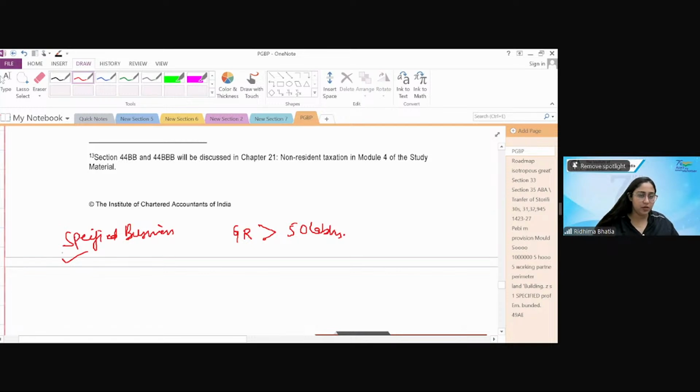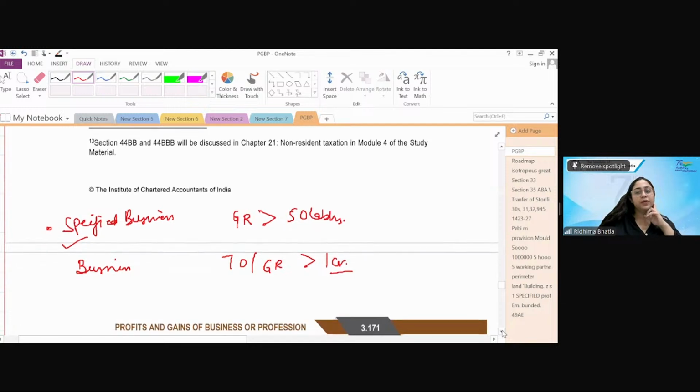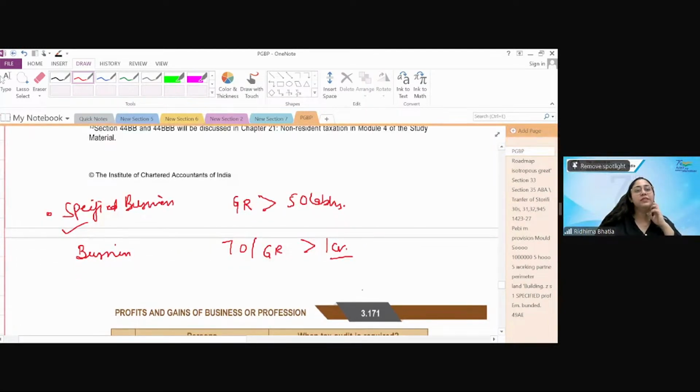Then businesses, if their turnover or gross receipt is more than 1 crore. यहाँ पे 2 crore नहीं किया, यहाँ पे already we have told them, but they have not done any difference here. So if the gross receipts are more than 1 crore, tax audit is mandatory. But आप बोलोगे कि 2 crore का 44 AD है, हाँ, अगर if you are claiming 44 AD, then tax audit से you are out of the scope.